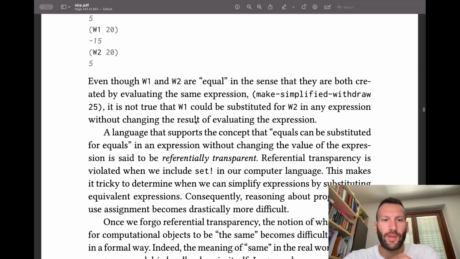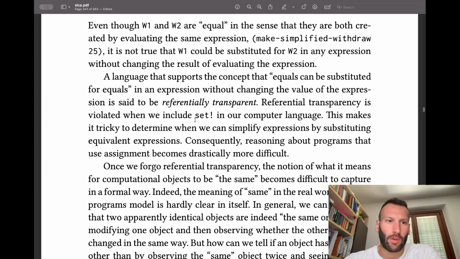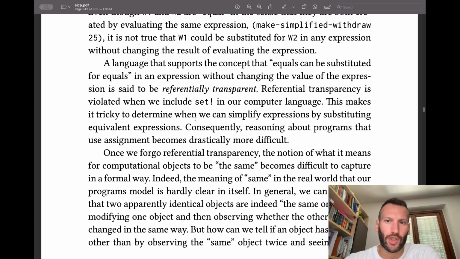that W1 could be substituted for W2 in any expression without changing the result of evaluating the expression. A language that supports the concept that equals can be substituted for equals in any expression without changing the value of the expression is said to be referentially transparent.